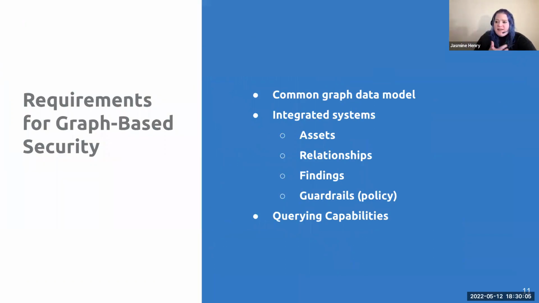So, requirements for graph-based security. And Dennis, please correct me if you feel like this is inaccurate, but here's what you need to set up graph-based security, a kind of minimum viable product, MVP. You need a data model, which graphs are essentially. And that model classifies, for security, your assets, devices, networks, users, typically findings and policy as well.